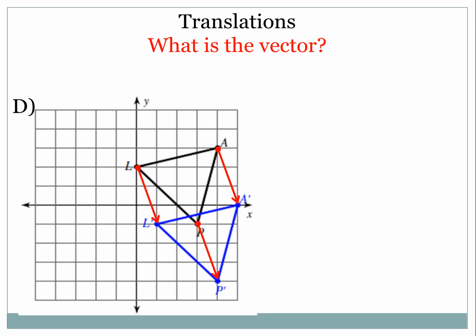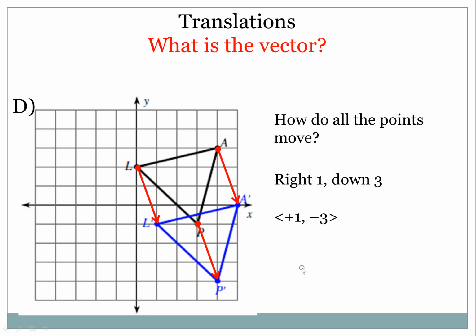Okay, so let's go to example D. In example D, we're asked again, what is the vector? And we now have the new shape. It's already been drawn for us in blue, and we see that all of the points are moving along those red arrows. So as we move along those red arrows, all of the points move the same way, so I can pick any one of these points. So point P is 1 to the right and 1, 2, 3 down. So 1 right and 3 down. And so since all of the points move that way, the vector is +1, -3. And that's because it goes down.